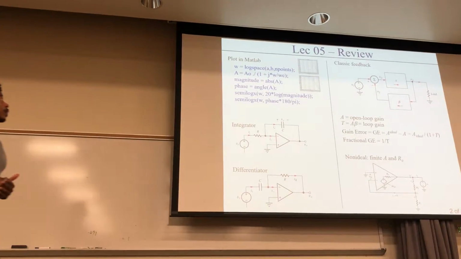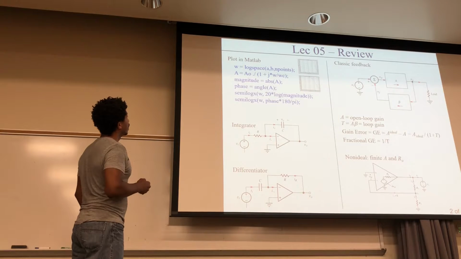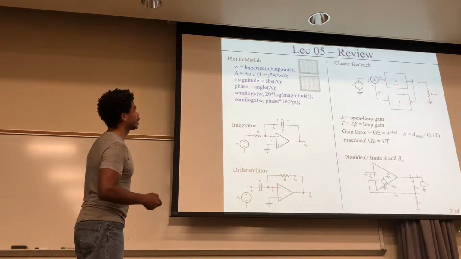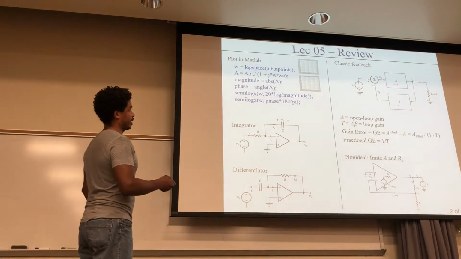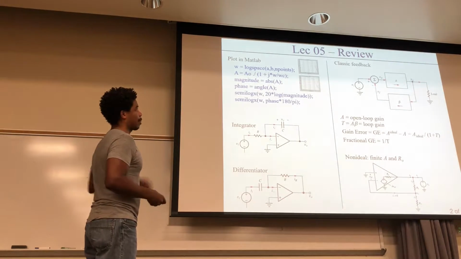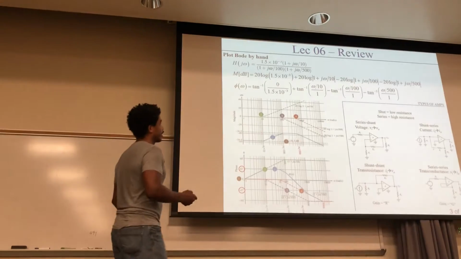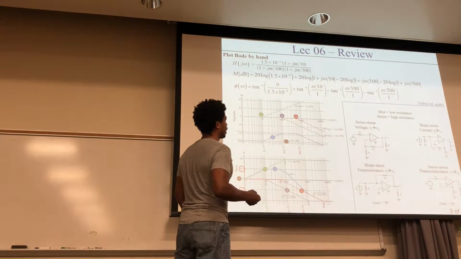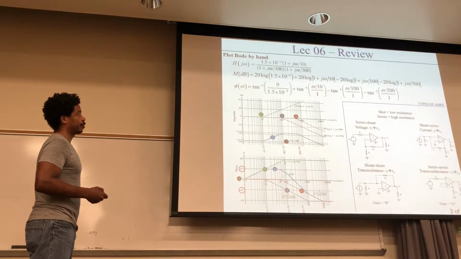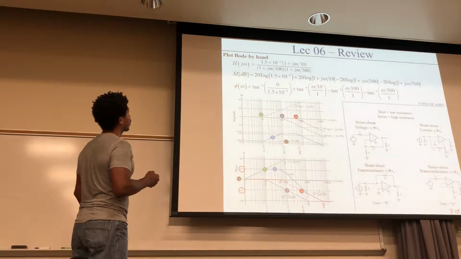Okay, so for review, a couple lectures ago we looked at MATLAB, how to plot in MATLAB. We also looked at the integrator, differentiator, and the classic feedback system. We'll be doing a lot of this today, dealing with the loop gain and the open loop gain of various types of op amps, of the 4 types that we had talked about last time, which are right here. So we'll look at the series-shunt, shunt-series, shunt-shunt, and series-series, and analyze our input, our output, and look at the loop gain. We also looked at how to plot Bode by hand here.